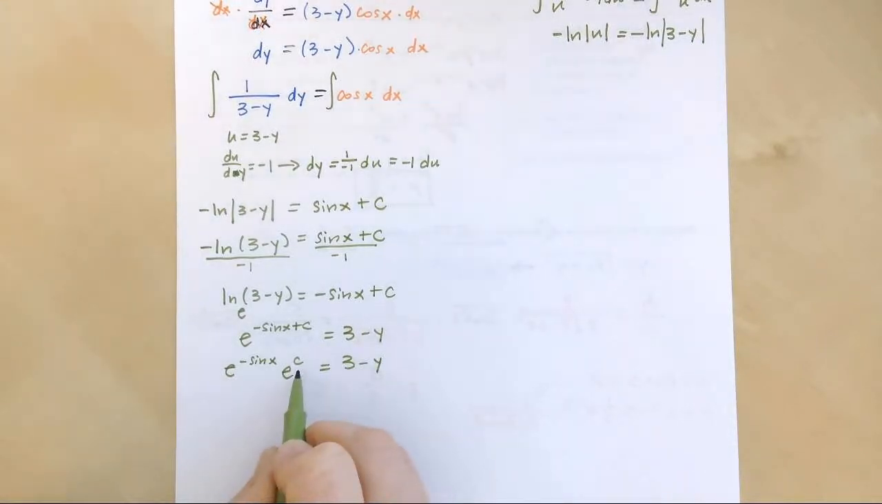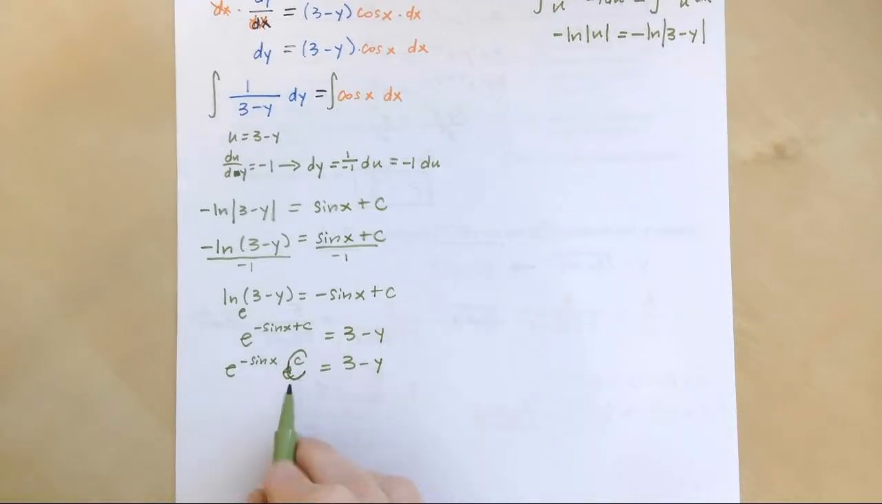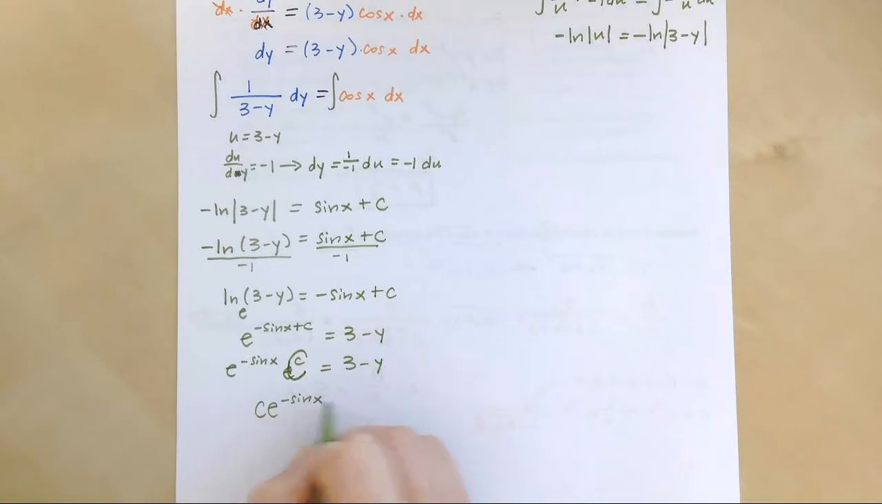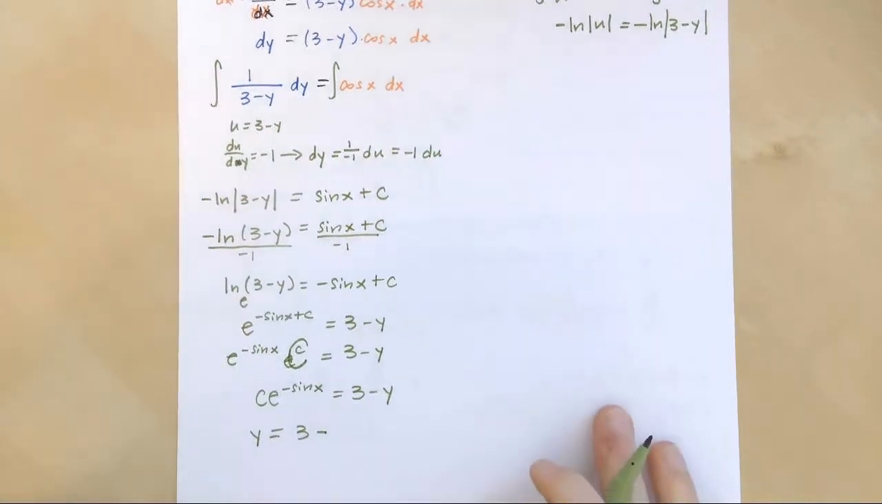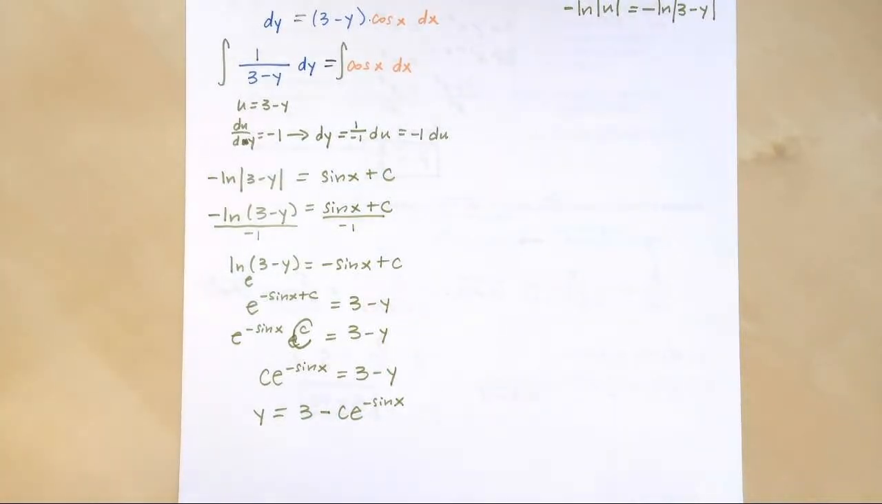e to the c is just one big constant. We talked about that yesterday. So that's just a constant. So we're going to say this is the same as c e to the negative sine x equals 3 minus y. All right, so now I'm going to add y over, and at the same time, I'm going to subtract this over to here. So we have y equals 3 minus c e to the negative sine x. Cool. We have isolated y.